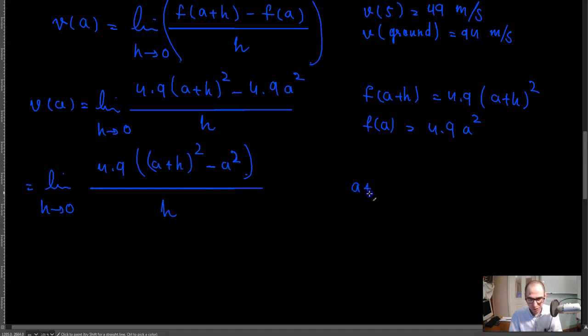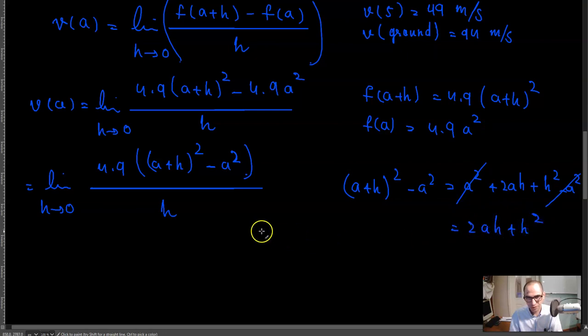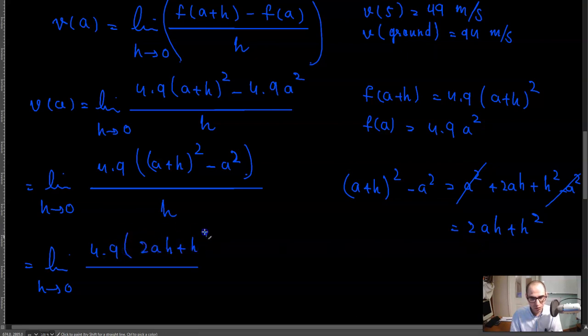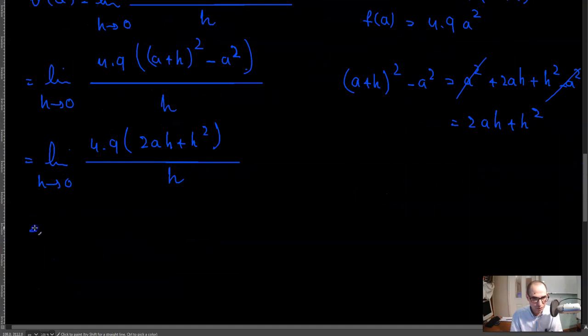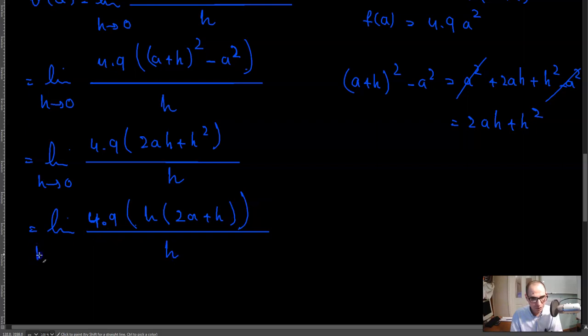Now this thing over here becomes (a+h)² − a², which is a² + 2ah + h² − a². So you can cancel these two out, and you would have 2ah + h². So I can write this as the limit as h approaches 0 of 4.9 times (2ah + h²) over h. And this limit you can calculate by taking an h out, writing it as h times (2a + h) over h, as h approaches 0.